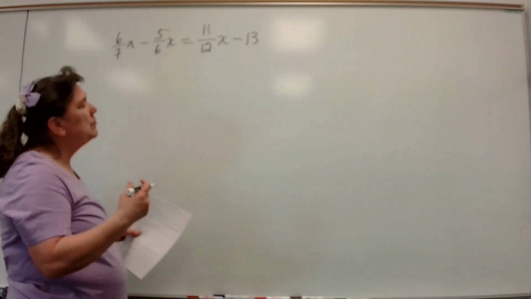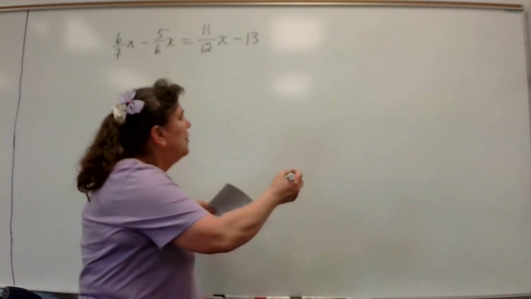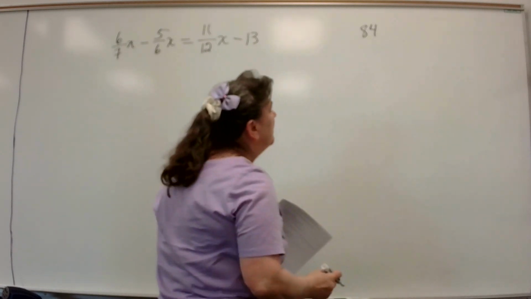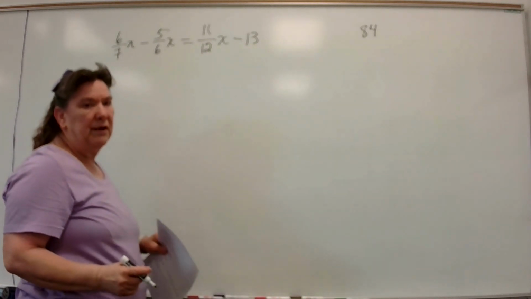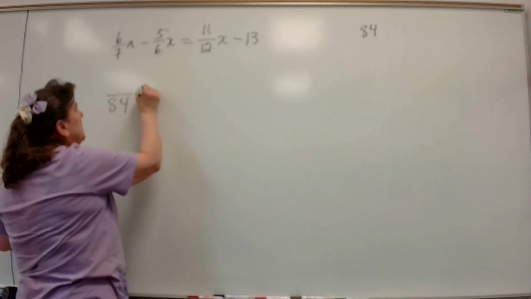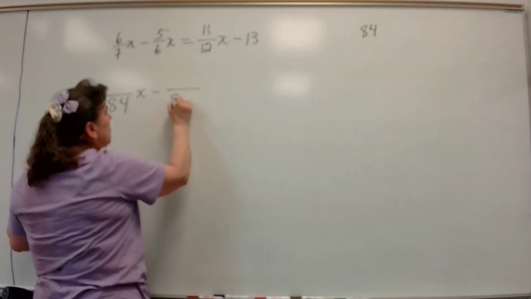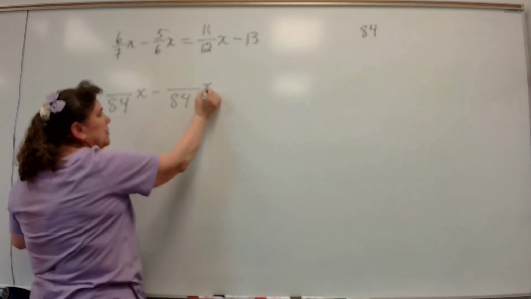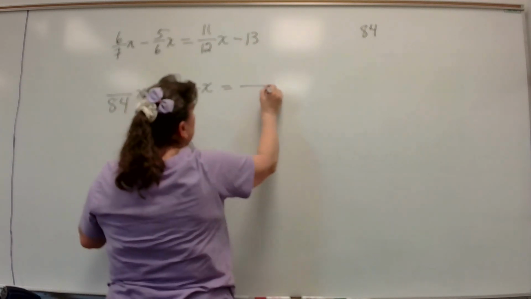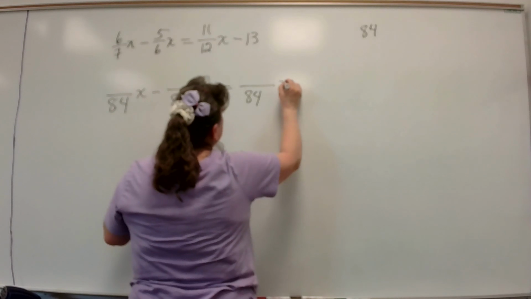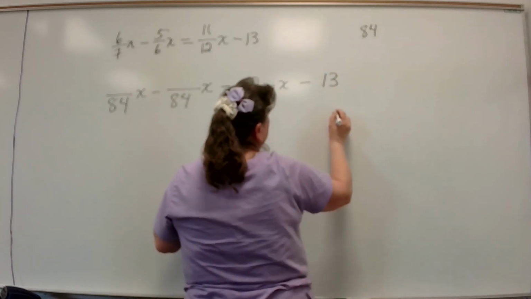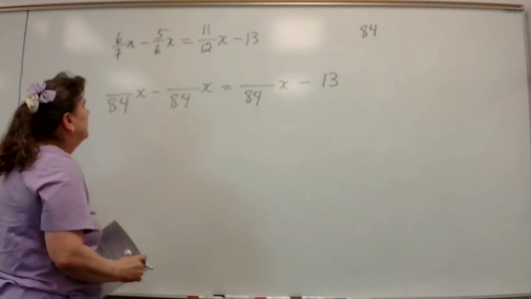Well, if you look at your multiples of 12, you're going to find that 84, which is 7 times 12, is your lowest common denominator. So we're going to change all of these into a denominator with 84. And notice, as I do this, I don't put my x in the denominator because the x is what's being multiplied here, 84x. And then this one, we're going to leave it as minus 13.